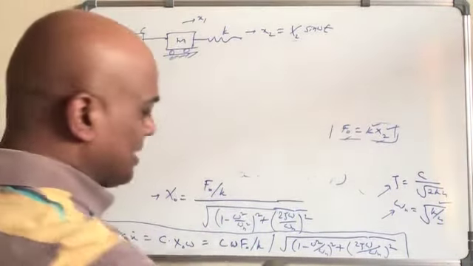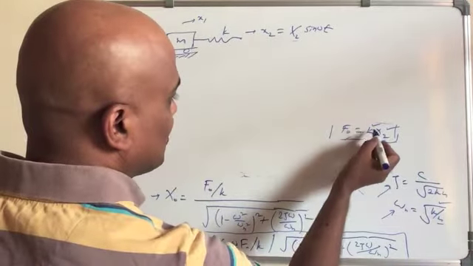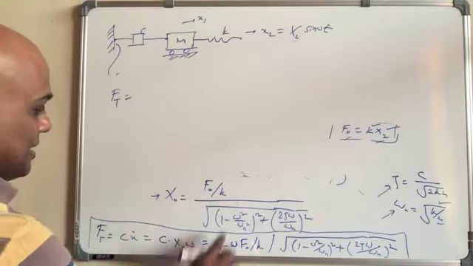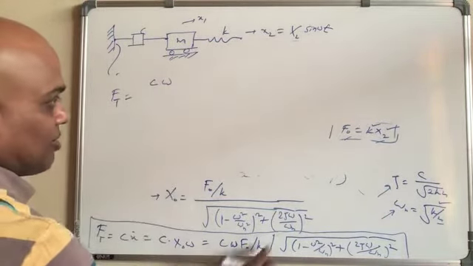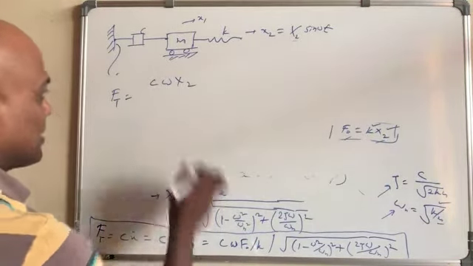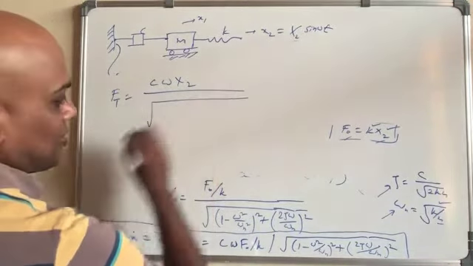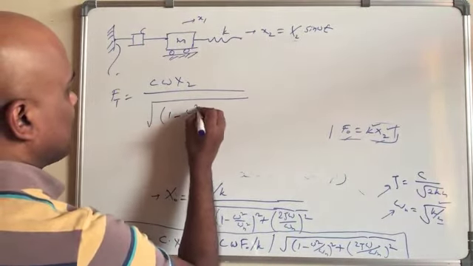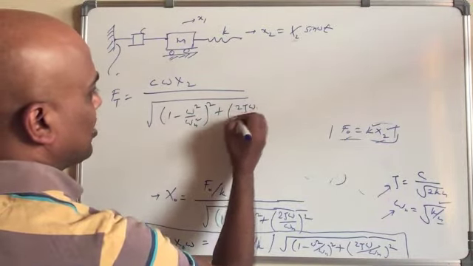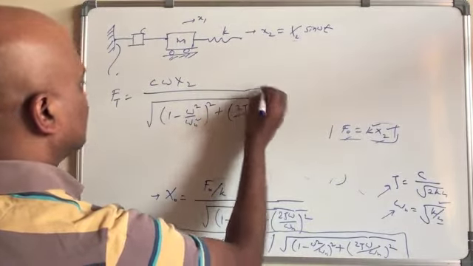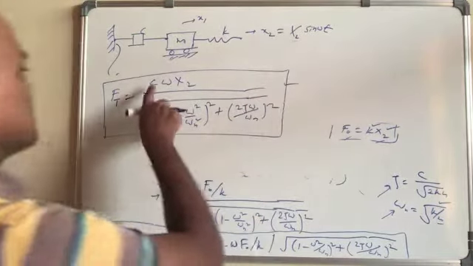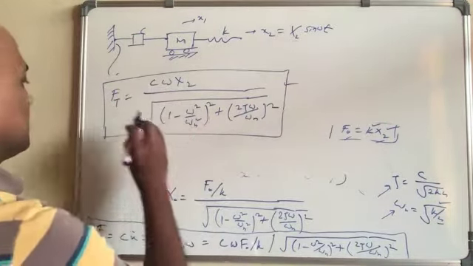So let's write this final form. F naught equal to k times x2. So we write here, what do we get? Ft equal to c omega F naught over k. F naught over k is nothing but x2. So we get x2 divided by root of 1 minus omega square over omega n square, plus 2 zeta omega over omega n square. Simple. So ft will be simply this one, c omega x2 divided by this. Simple.